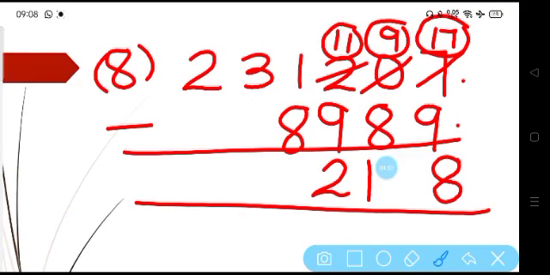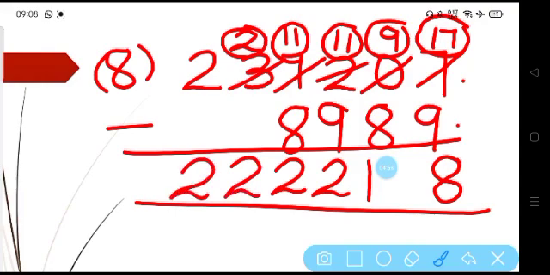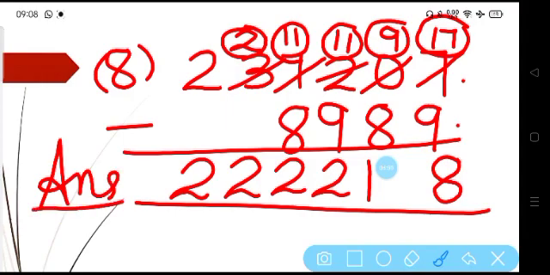Again you can see 8 is greater than 1, so we will borrow from 3. 3 will become 2 and this 1 will become 11. So start subtracting: 11 minus 8 will be equal to 3. We are not having any number in our subtrahend part, so 2 minus 0 will be equal to 2, and here you will copy down 2 as it is. So our answer is 22,280.